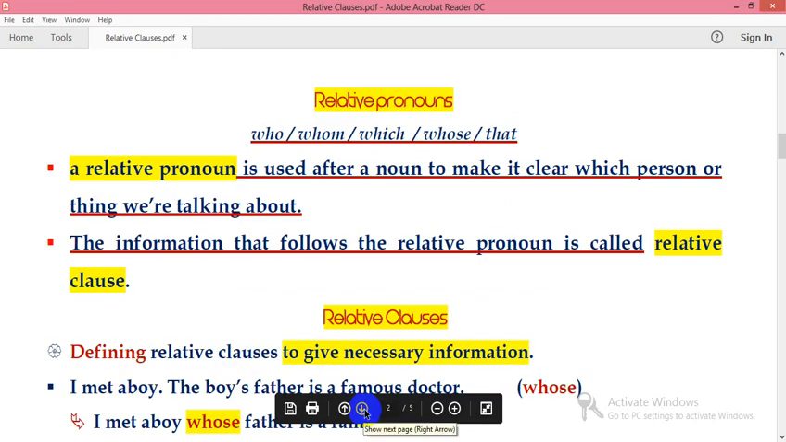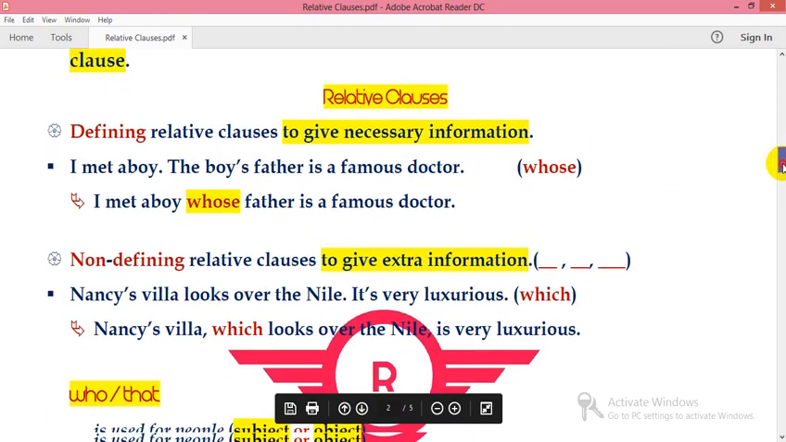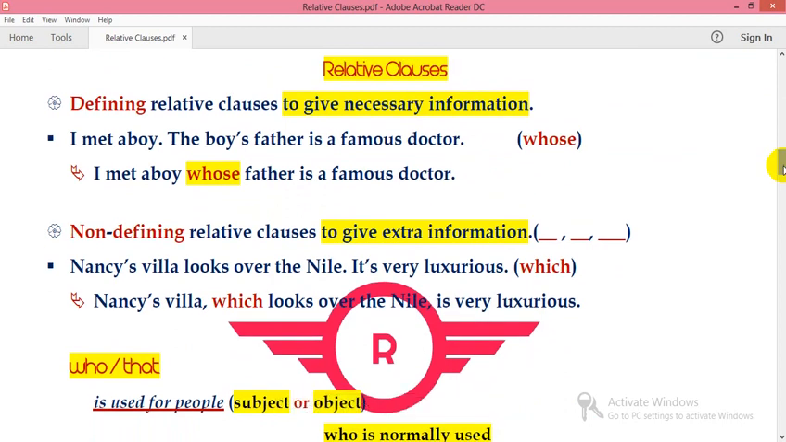Relative pronouns: who, whom, which, whose, or that. A relative pronoun is used after a noun to make it clear which person or thing we are talking about. The information that follows the relative pronoun is called a relative clause. We have two types of relative clause: defining relative clause and non-defining relative clause. Defining relative clauses give necessary information.